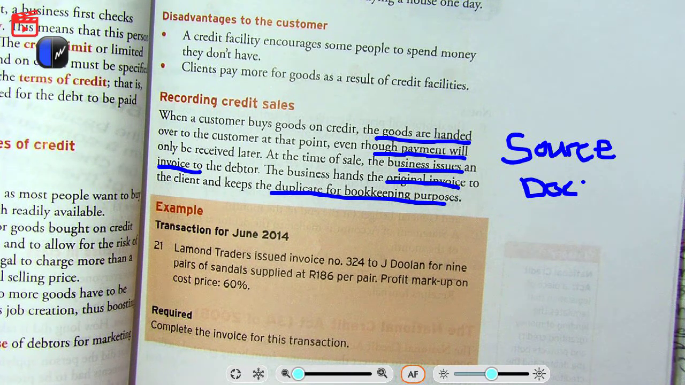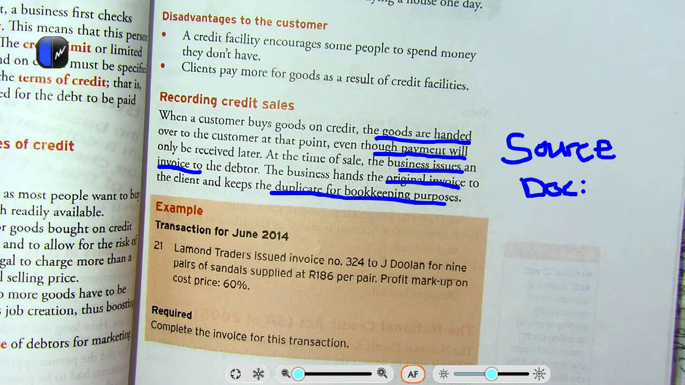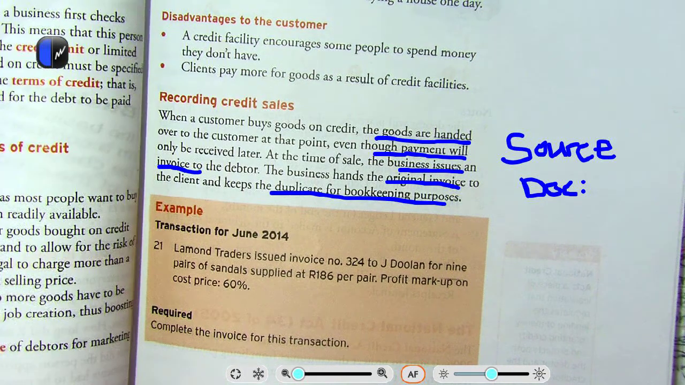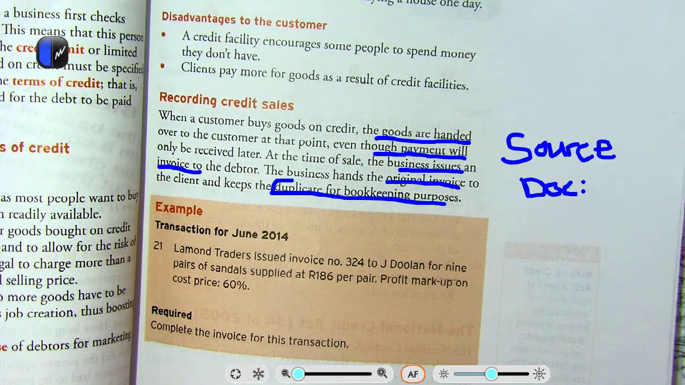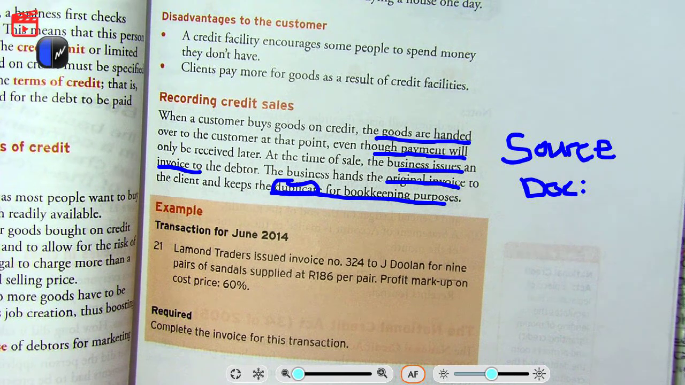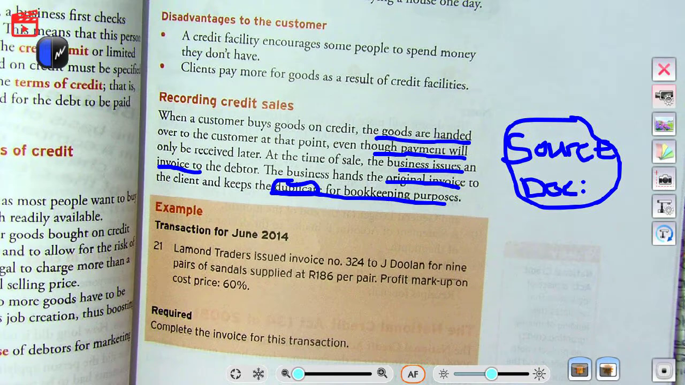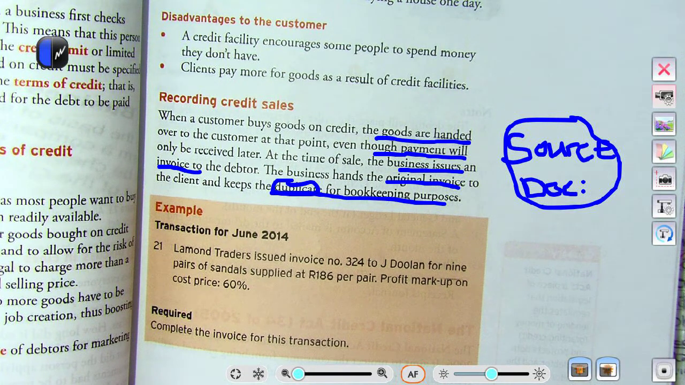The DJ. So my source document, remember, is an original invoice that I will issue to the customer. The customer gets the original invoice and the business keeps that duplicate. So the duplicate invoice is used to record in my DJ. So please remember that source document. That will tell us that if I issue an invoice, I have to send it to my DJ. All right.